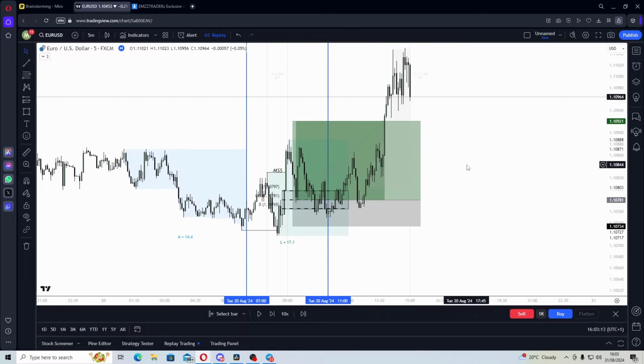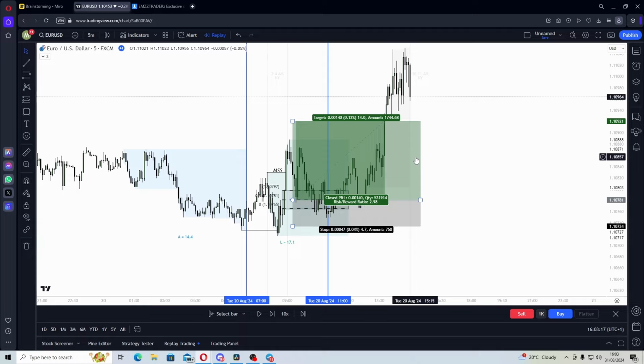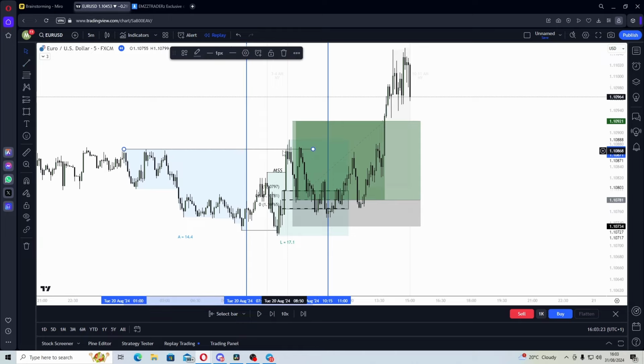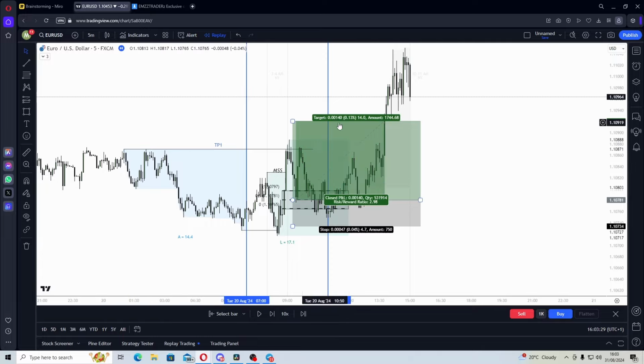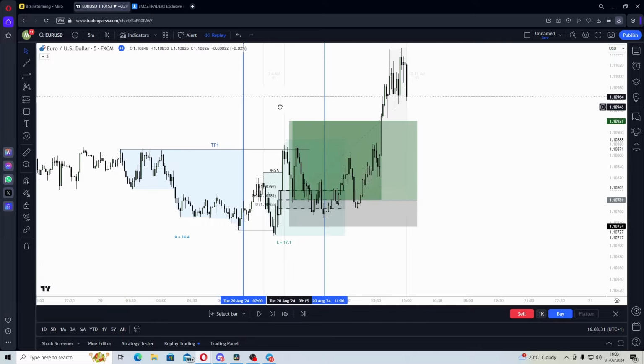This is a very complex strategy, but I just broke it down so well for you so you can fully understand it. Your TP1 would be somewhere around the Asian session's highs. This would be TP1 right here, and this would be TP2, a 1 to 3 risk to reward ratio.